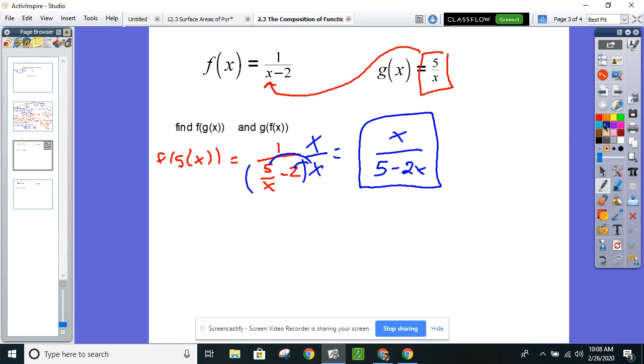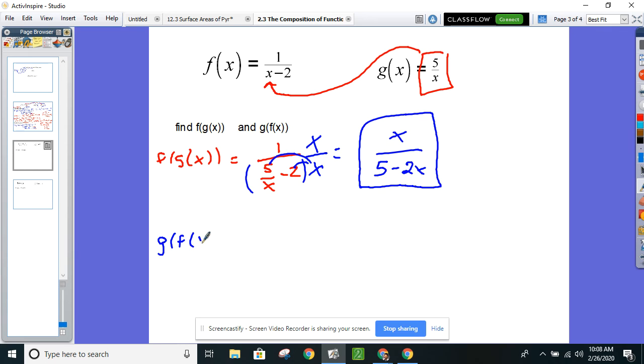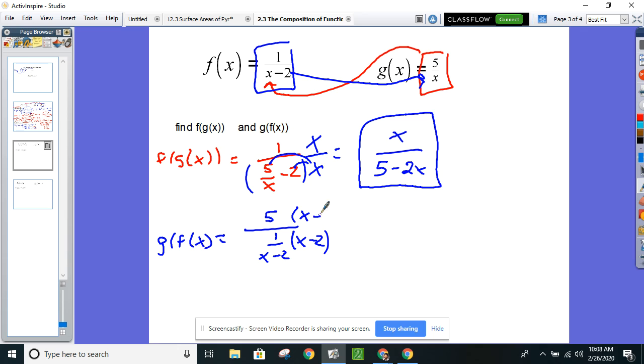Let's look at the other equation. The other equation, g of f of x, means we're going to take this whole equation and replace just the x. So when we do that, it looks like this. It'll be 5 over 1 over x minus 2. Just like before, we cannot have this down here. So we multiply it by itself on the bottom. They will cancel out, but you have to do it to the top. So that crosses out, leaving us just a 1 denominator.